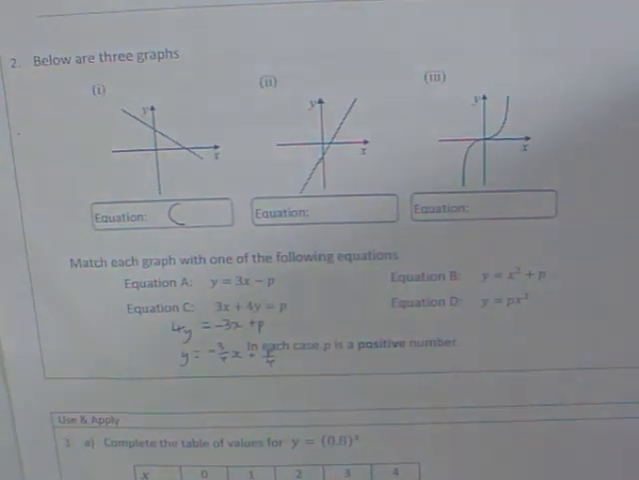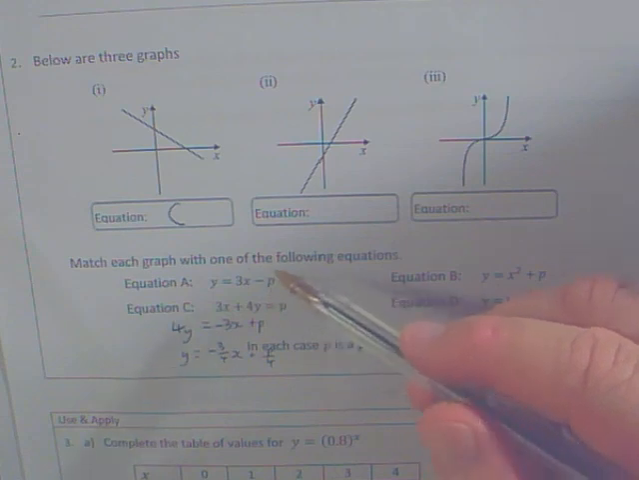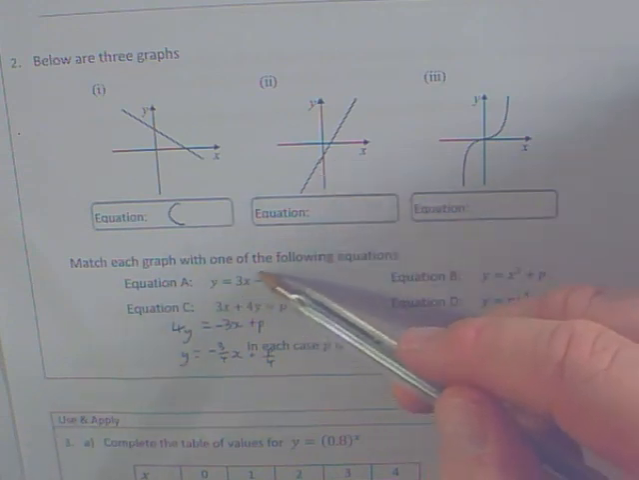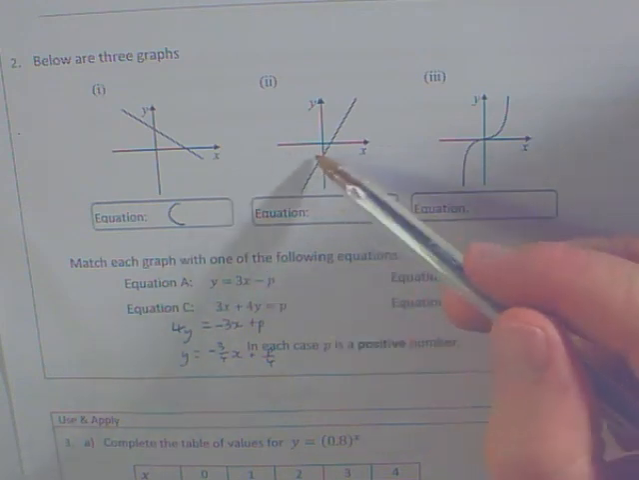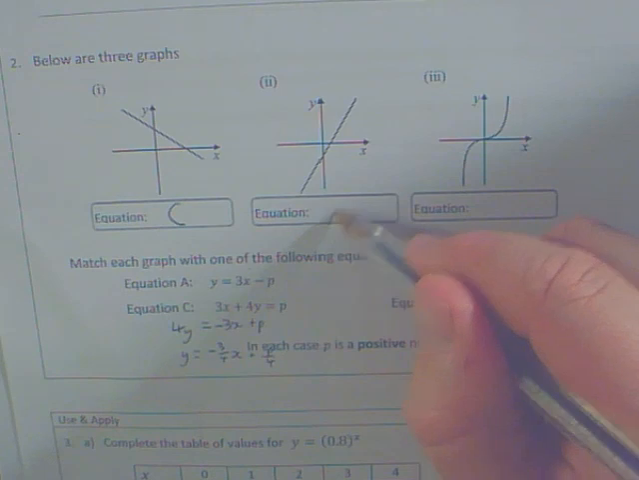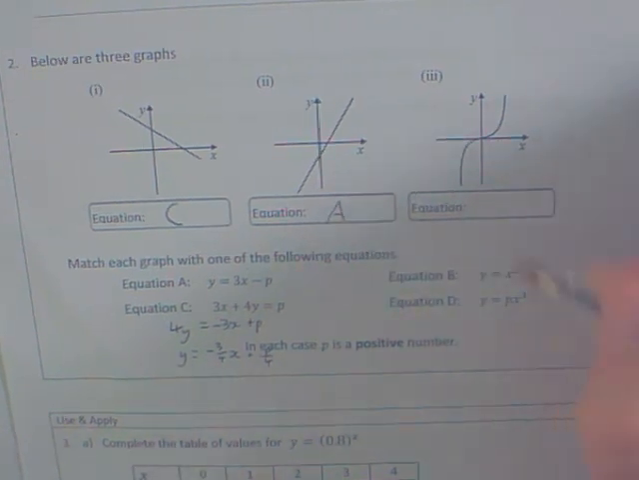We've got a negative gradient. It can't be this one because I can see that there's a positive gradient. And with this one, I can see it's a positive gradient and the intercept will be less than 0 on the y-axis, so it's definitely going to be that one. And this is a cubic shape, so it's got to be equation D.